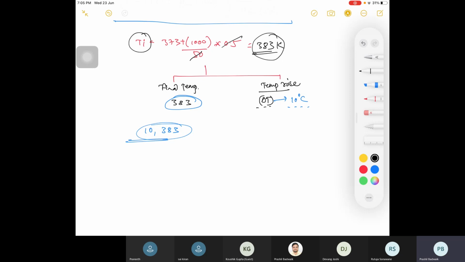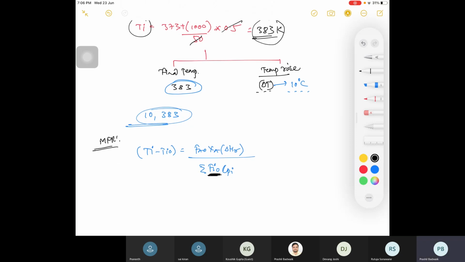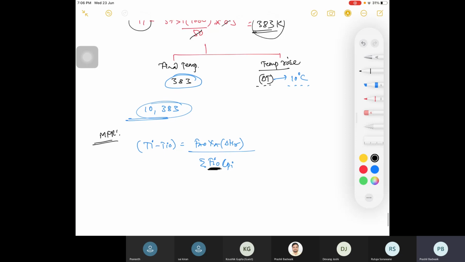We'll be having one last topic. It is not topic, it is a part of your MFR only. So for MFR, you know what is your equation. I hope everyone knows what is that equation. Ti minus Ti naught is equals to your converted enthalpy divided by what is your total inlet. Please remember this is your inlet only, and it is not considering your products and all, but बाकी इसमें products consider होते हैं.